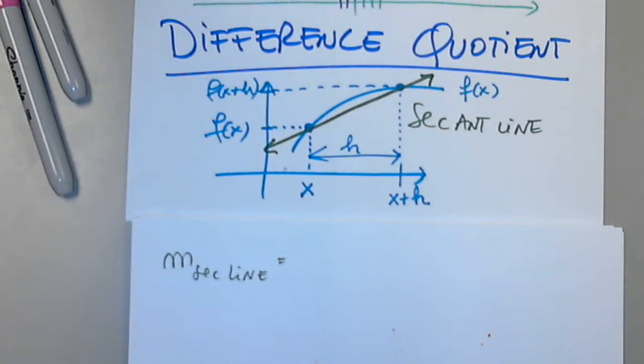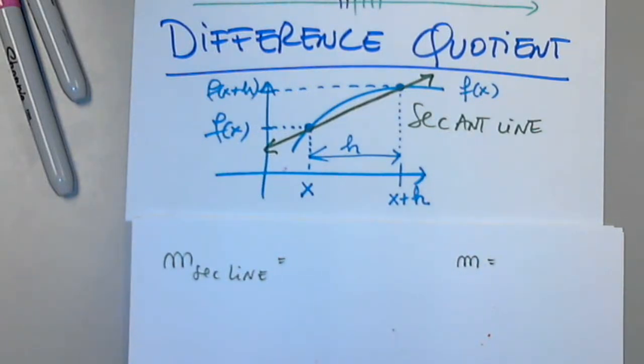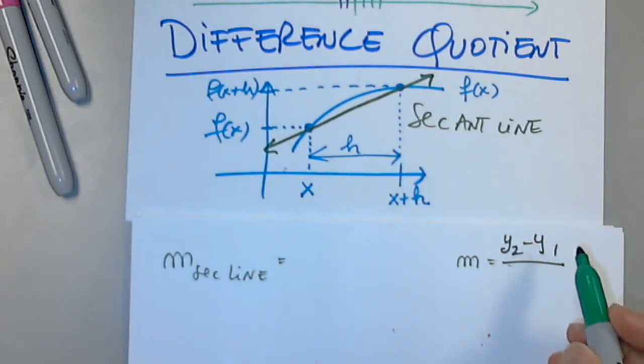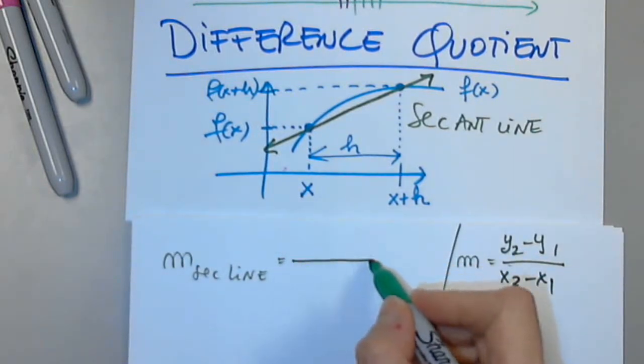Can anyone refresh our memory on how to determine the slope of a line given 2 points? Slope would be rise over run. So what is the rise represented by? f(x plus h) minus f(x). Yes, you're right. So I just wanted to write the definition: y2 minus y1 over x2 minus x1. So now we are ready to write this.